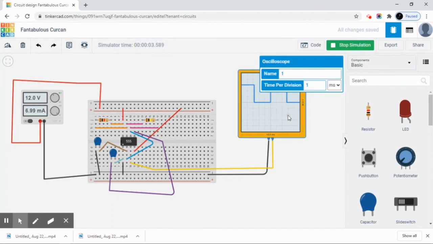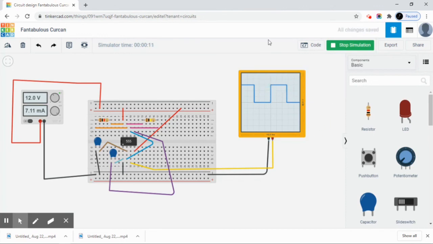Here we select the time per division of oscilloscope as 1 millisecond. We can also change it to 10 millisecond. See the changes here. So thus we can vary and measure. In our regular practicals, we will trace out this output. So here you can take screenshot, crop and share it to your teacher if required.